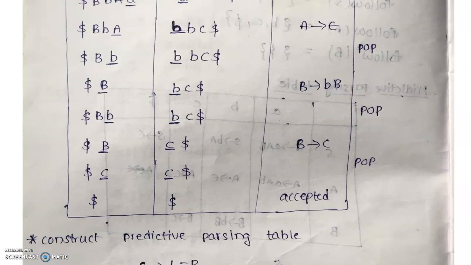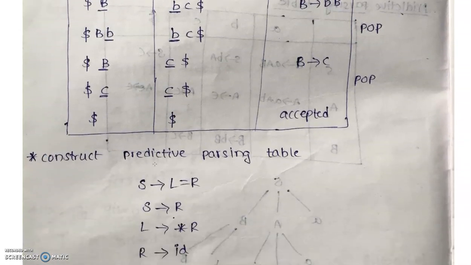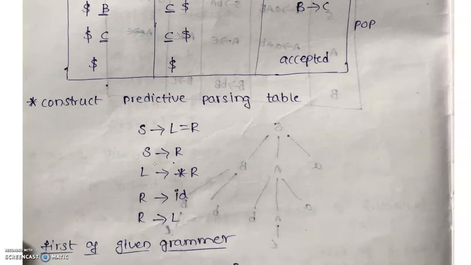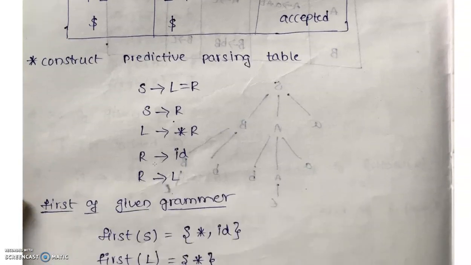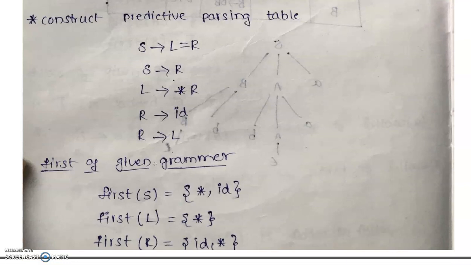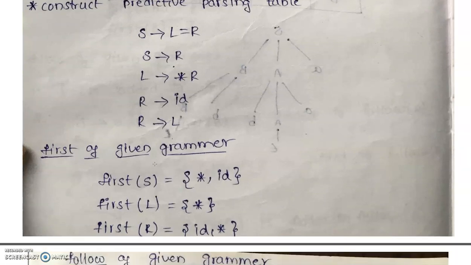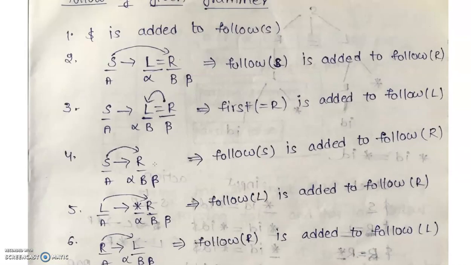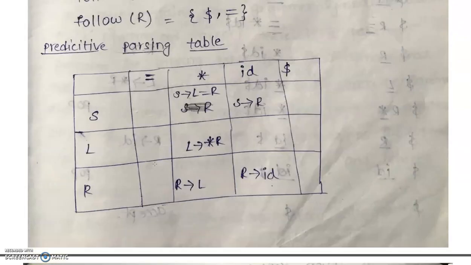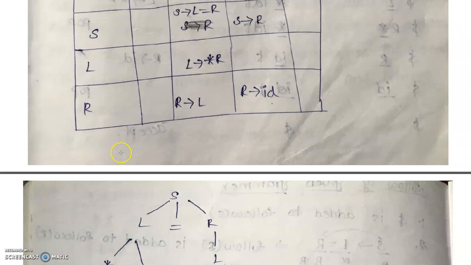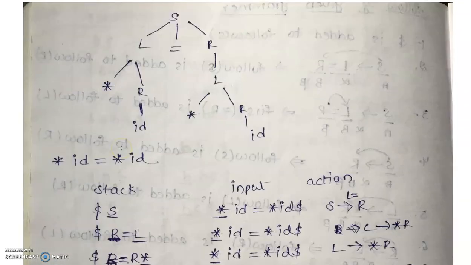One more example I have given here, the construction of the predictive parsing table for S tends to L equal to R, S tends to R, L tends to star R, L tends to id, R tends to L. Then find out the first of S, L, R. Here we don't have any epsilon symbol, so there is no need to construct the follow symbols. Directly go to the construction of the predictive parsing table and then derivation also.